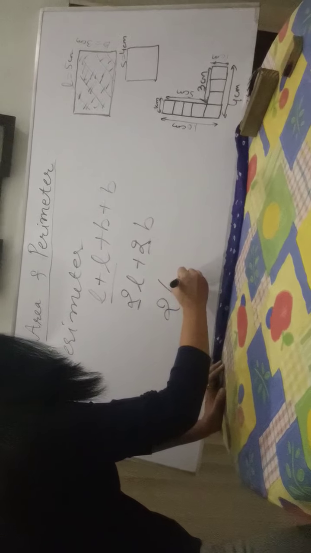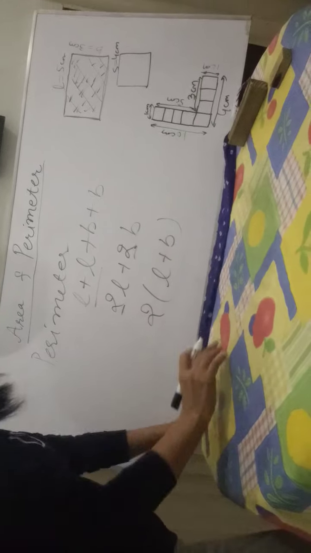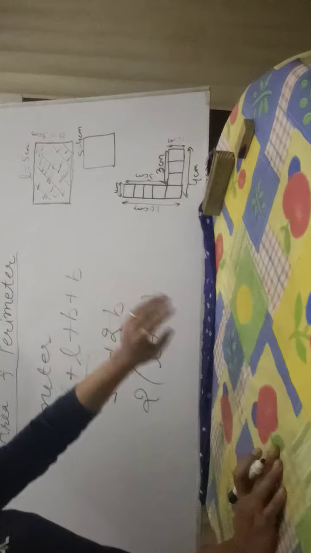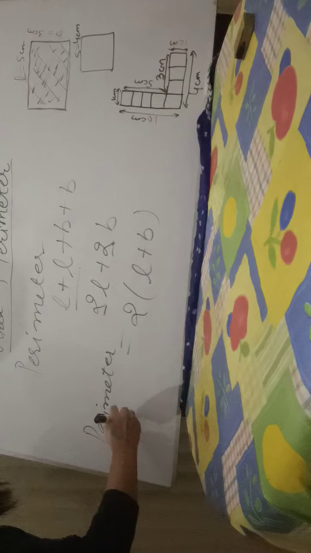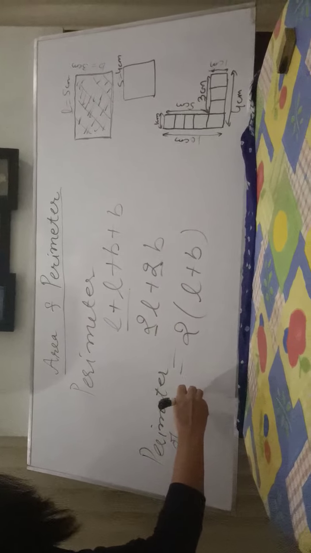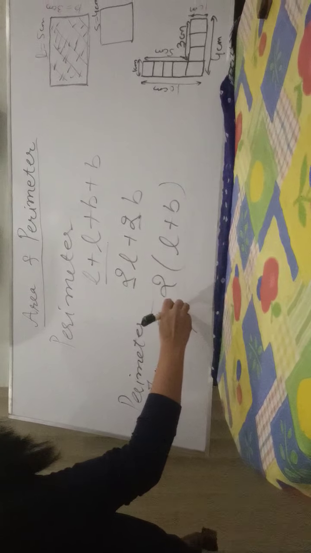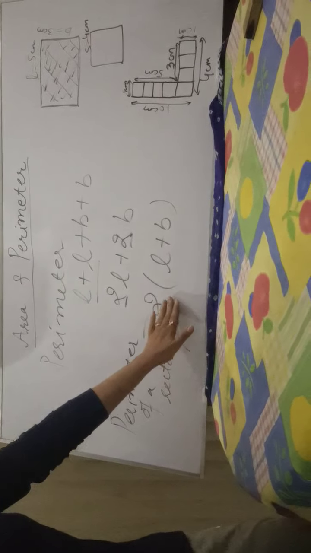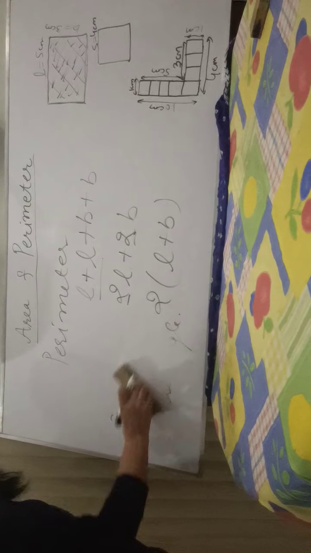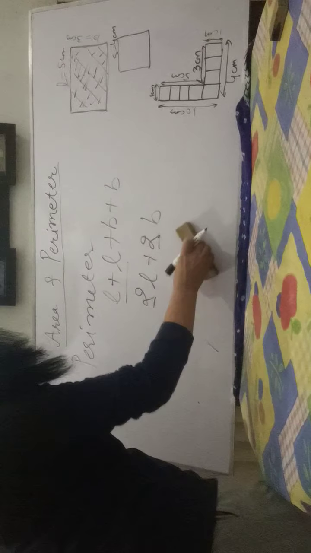Right? Now take 2 outside. 2 times (L plus B) is the perimeter of the given lawn. I have given you the formula for the perimeter of a rectangle. If you are given this type of figure, which shows a rectangle, then you have to apply this formula. Now I am going to apply this formula on this rectangular figure.